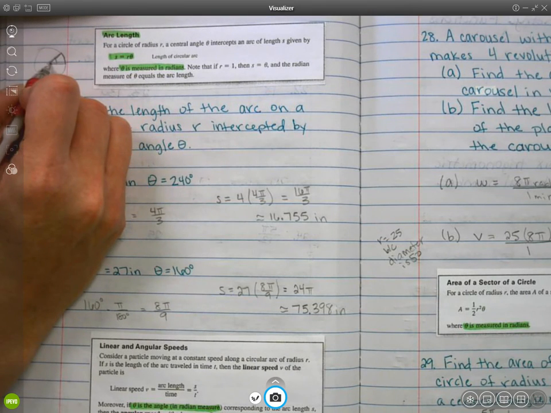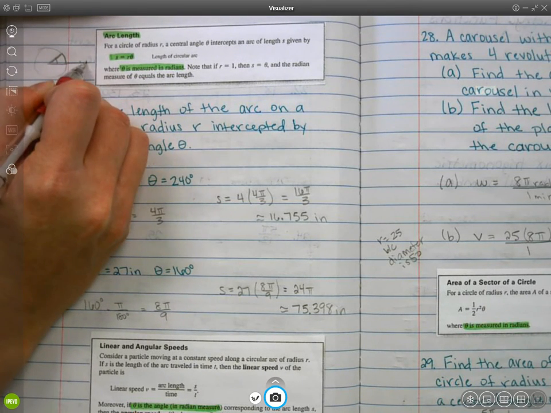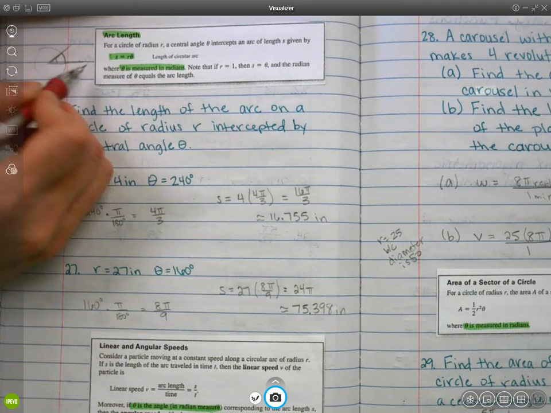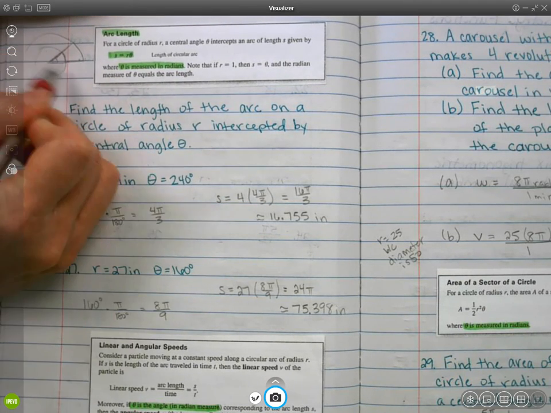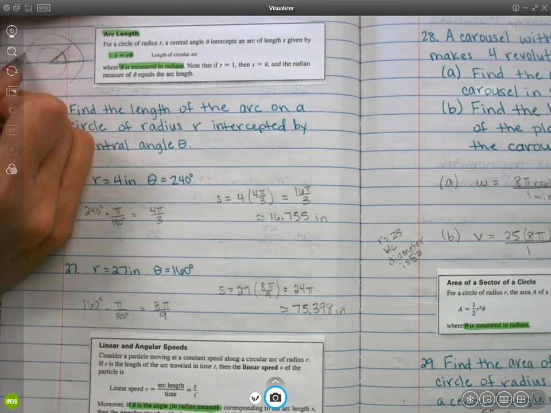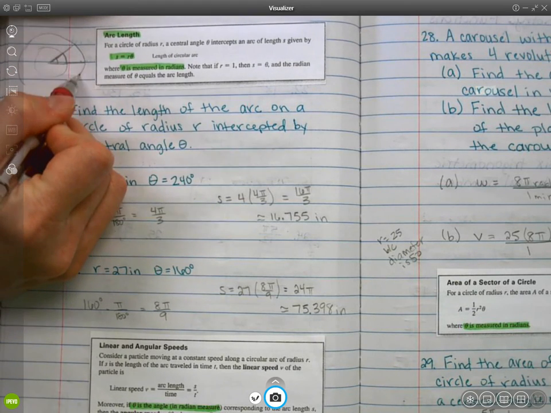So the bigger the radius, the longer that piece of my circle is going to be. And you know I can't draw at this point, so pretend like this is a nice pretty circle.